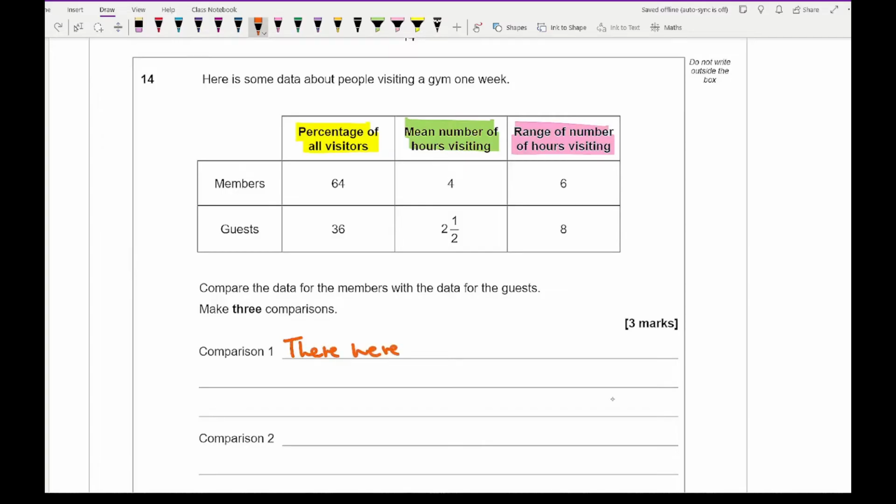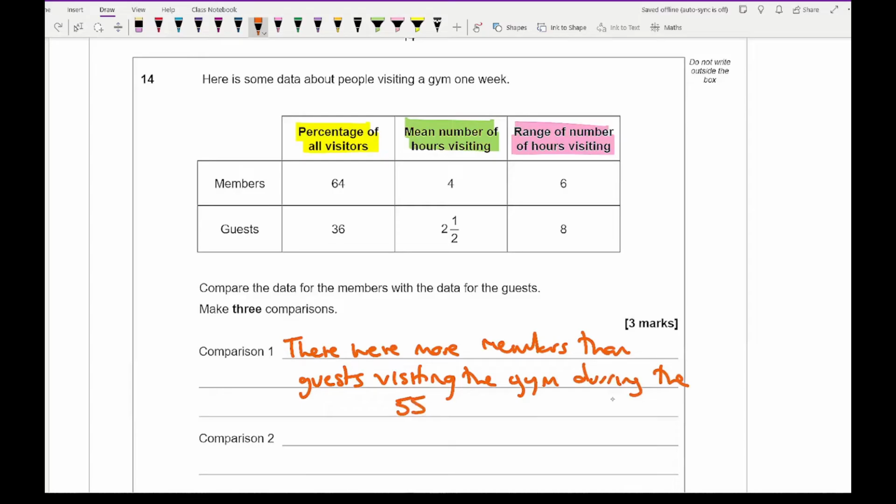were more members than guests visiting the gym during the 55 days. Now the next comment we then want to compare is the mean.